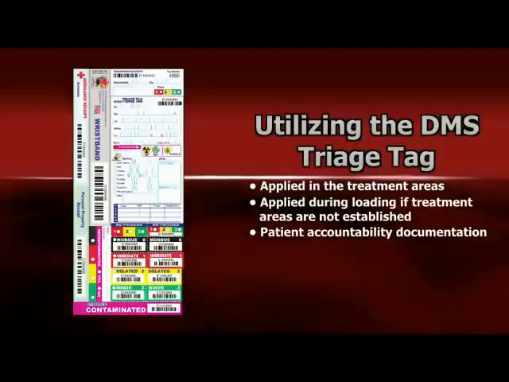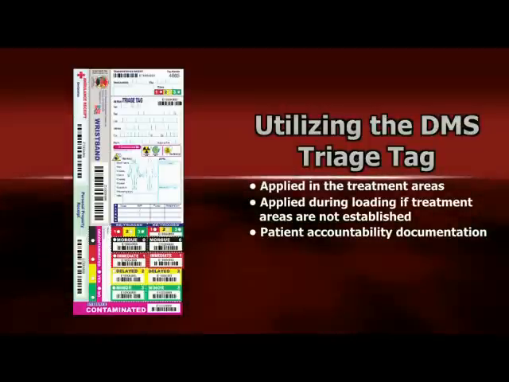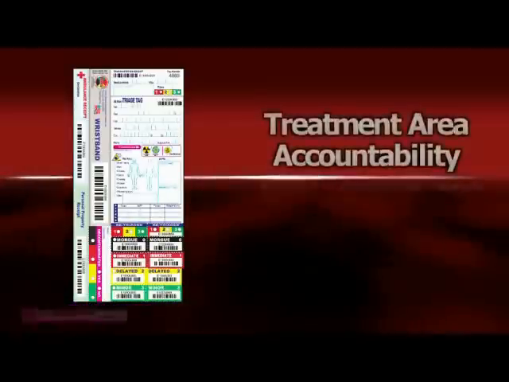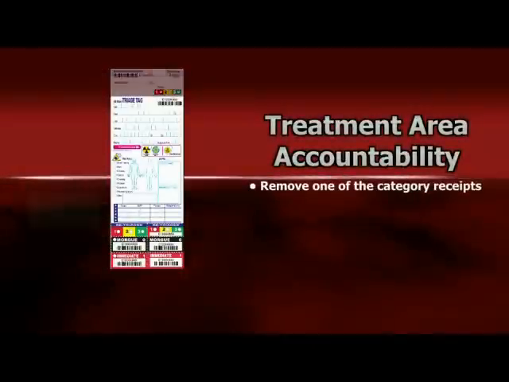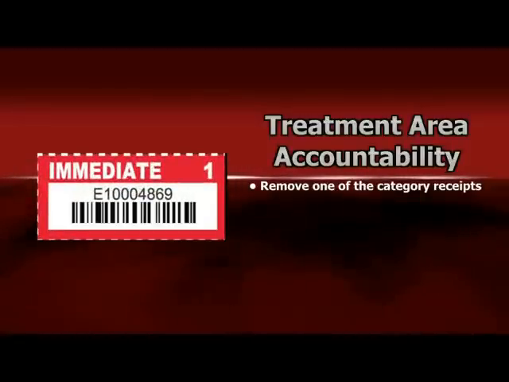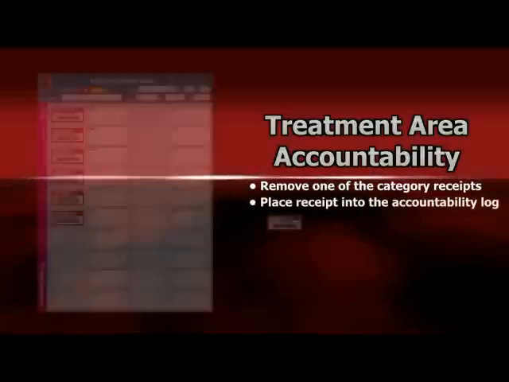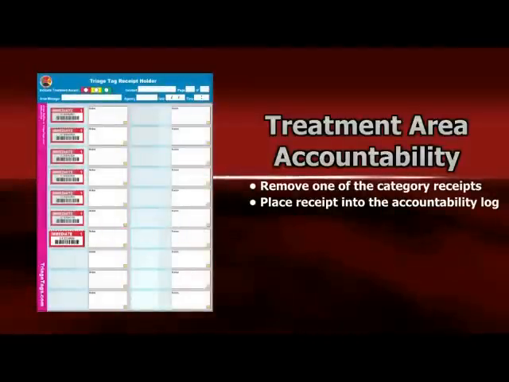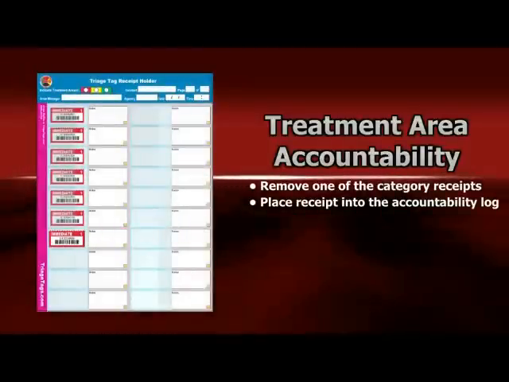Patient accountability is achieved in the treatment areas, if established, by removing the outer colored category receipt that matches the patient's triage category. The receipt is placed in an accountability log sheet by the treatment area manager. The unique number on the receipt matches that of the triage tag, allowing the area manager to have a complete record of all patients that entered the treatment area.